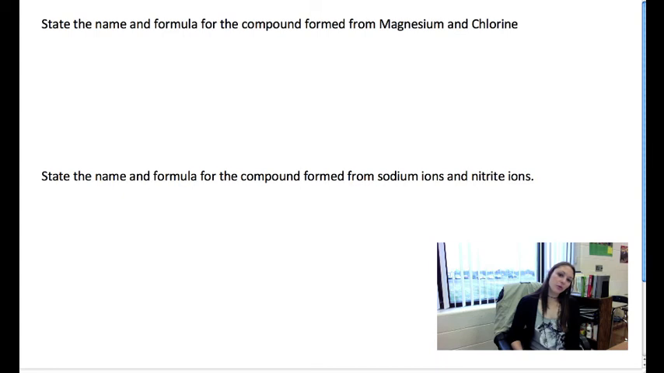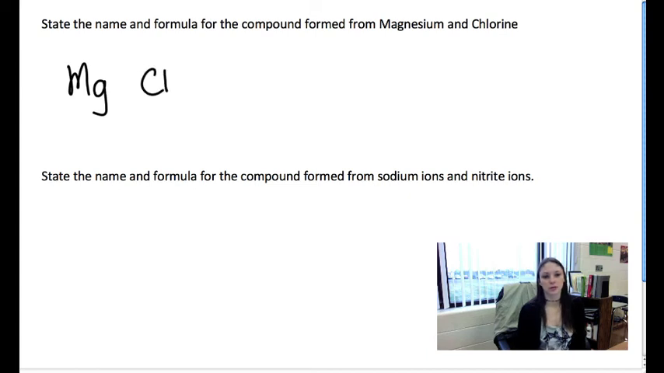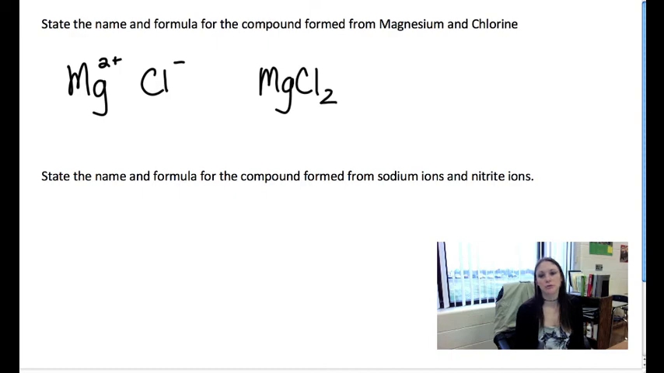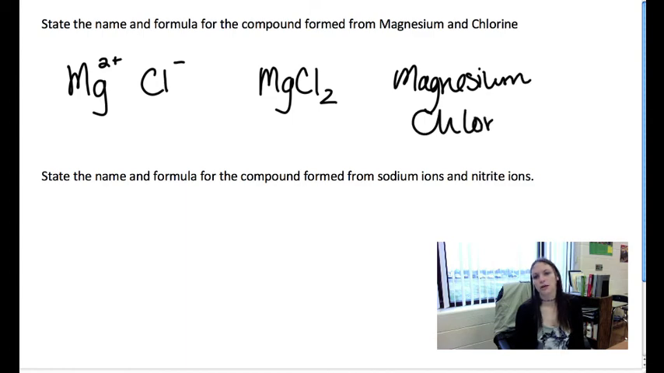Okay, state and name the formula for the compound formed from magnesium and chlorine. So Mg and Cl. Mg is in the second group, wants to lose 2, so it's a 2 plus. Chlorine's in group 17, wants to gain 1, so it's a minus. So I need MgCl2. We call that magnesium chloride. Always change the ending to -ide.